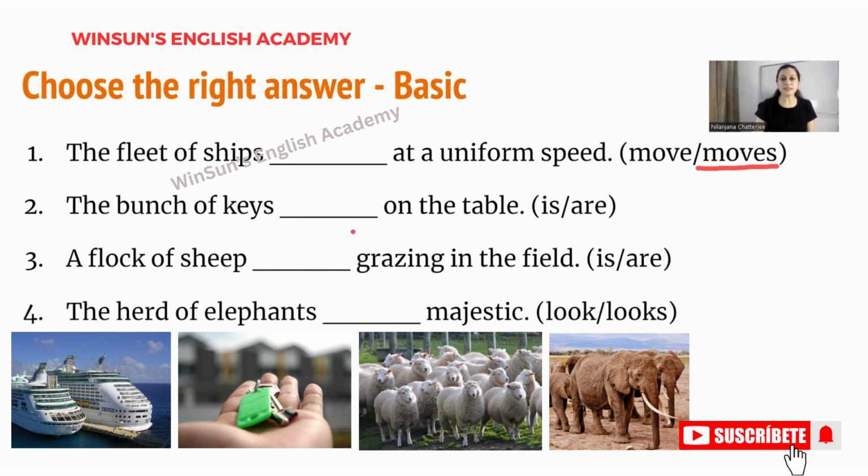The bunch of keys dash on the table. Is or are. We are talking about one bunch of keys. So yes, is. Next, a flock of sheep. Now, as we know, the plural form of sheep is sheep. It's not sheeps. A flock of sheep. Now, here again, notice it's a flock, which means it's singular. So these are little tips and tricks that you need to remember. Okay. A flock of sheep, of course, is grazing in the field.